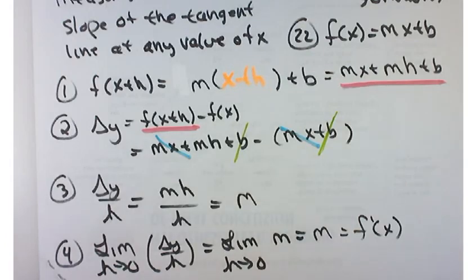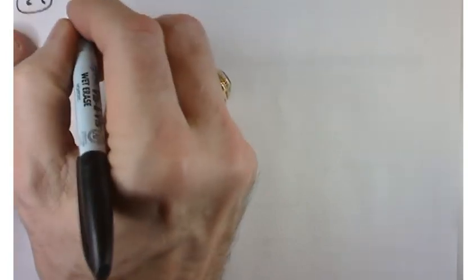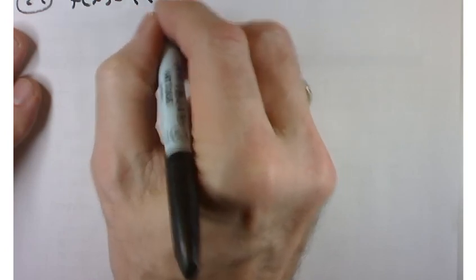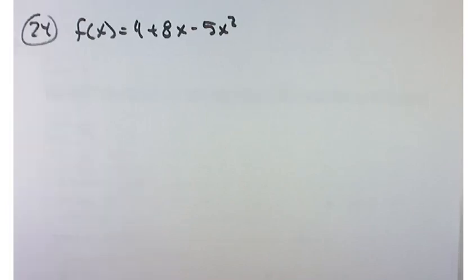So let's do one that's a little bit more challenging. This could be problem number 24. Hopefully that one will keep you a little bit more awake. Problem 24. F of x is 4 plus 8x minus 5x squared. We're going to play the same game with this one that I did with the last one. And I guarantee you this one will be a little bit more lively than just the linear equation we had for problem number 22.